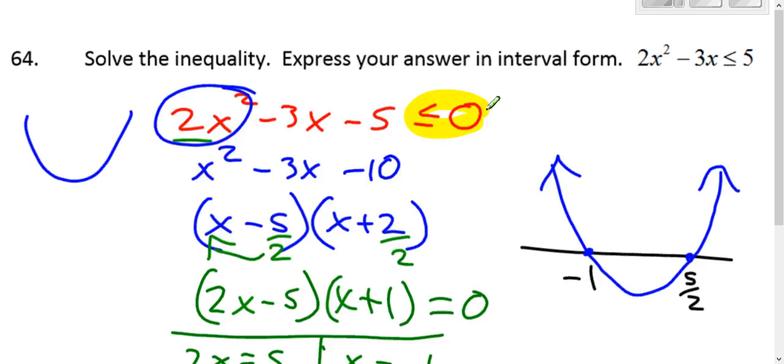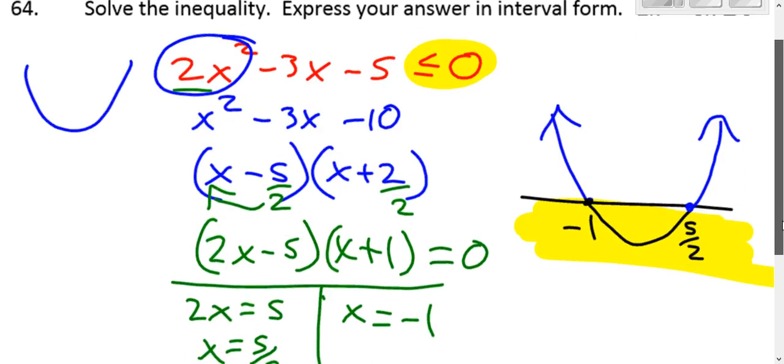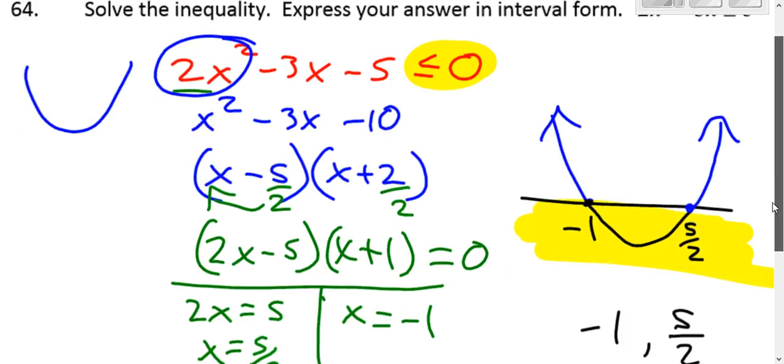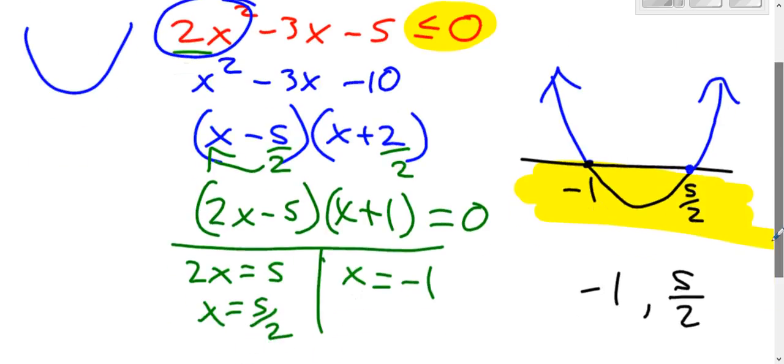Since it's less than or equal to 0, less than means underneath, below the x-axis. Since it's below the x-axis, we're looking for which part of the graph is below the x-axis. And that's the part that is between the two numbers. So it's from negative 1 to 5 over 2. And since it was an or equal to, that means brackets instead of parentheses.